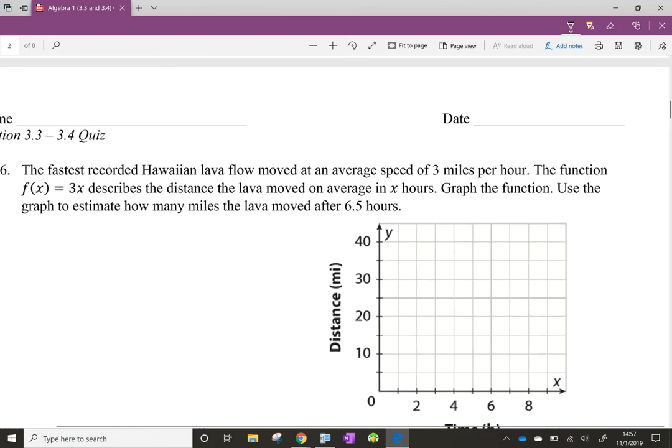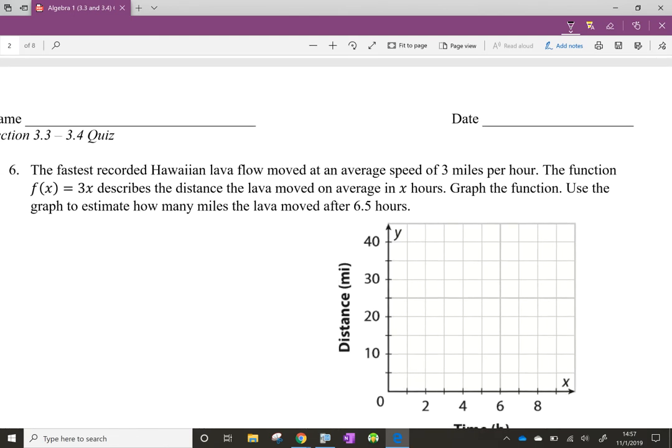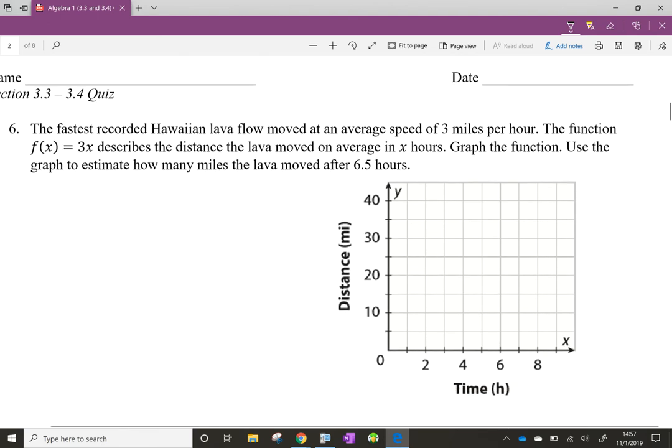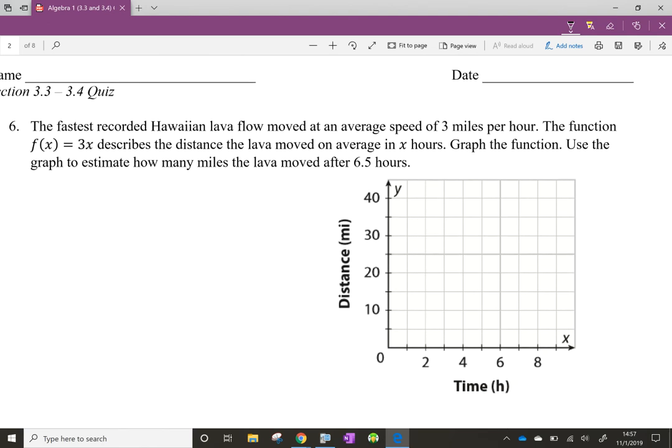And then one more question, number 6. The fastest recorded Hawaiian lava flow moved at an average speed of 3 miles per hour. The function f of x equals 3x describes the distance of lava moved on average in x hours. Graph the function. Use the graph to estimate how many miles the lava moved after 6.5 hours. So we already have a function, f of x equals 3x.